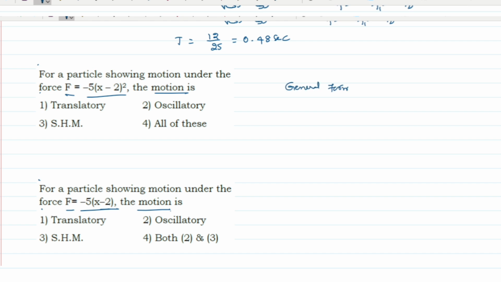The general form of force, which is beyond our syllabus, is F equal to minus k into (x minus x naught) whole power n, where k is called a positive constant and x naught is called the equilibrium position.